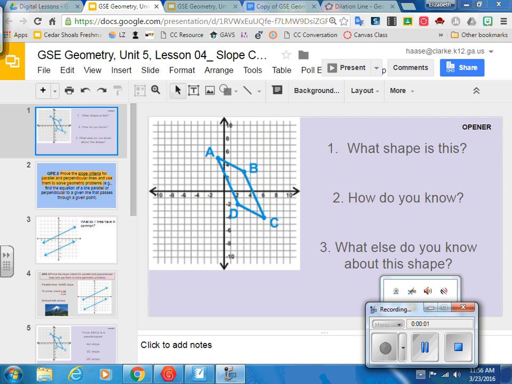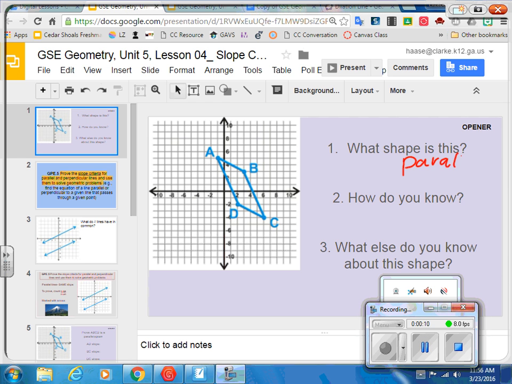All right, what shape is this? Who can tell me? Hands raised. Go ahead, Ms. Glenn. It's a parallelogram. Who can tell me why? Yes, ma'am? Because it has two sets of parallel sides. It has two sets of parallel sides.